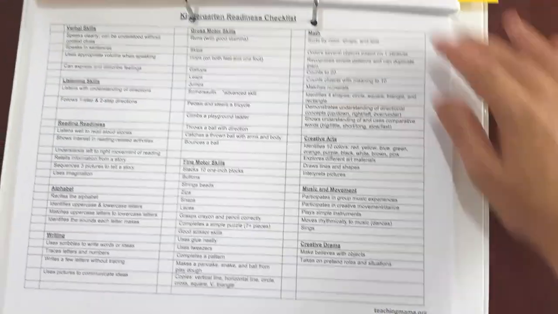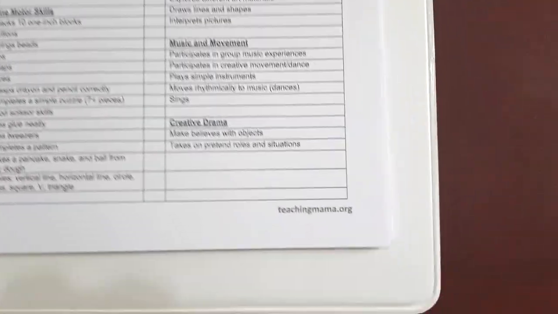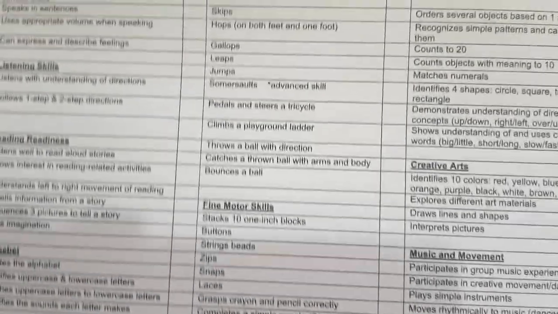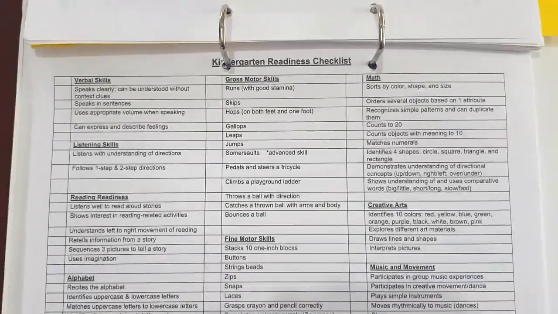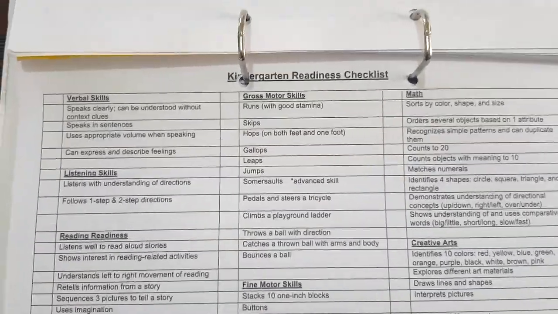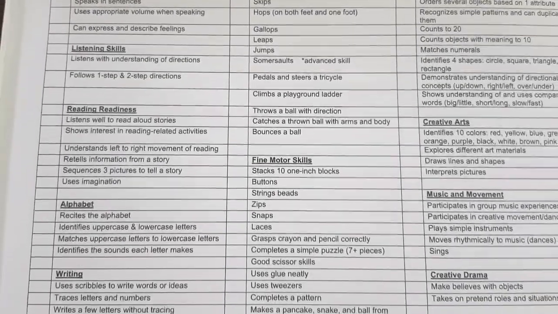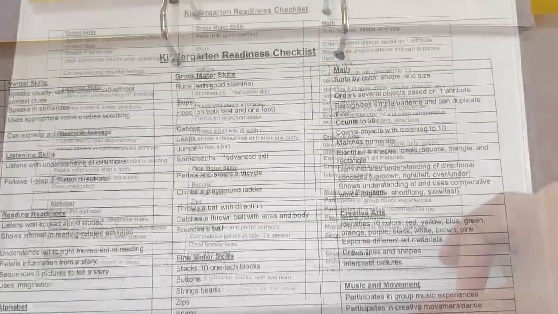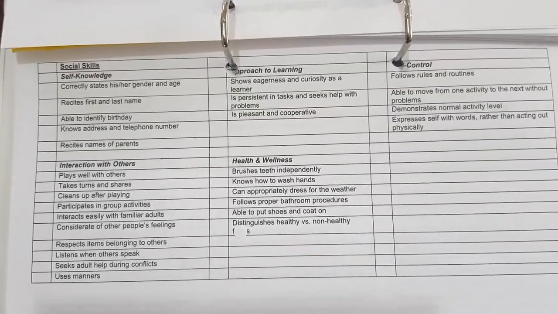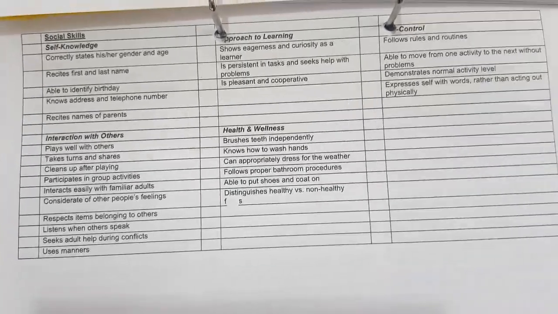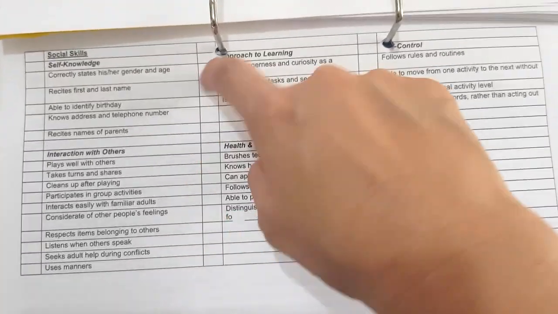Okay, yung next ay, this one ay yung checklist. Kindergarten readiness checklist. I got this naman from teachingmama.org. So, basically, ito ay checklist ng mga skills na necessary na matutunan ng isang preschooler. For example, yung verbal skills, listening skills, reading readiness, alphabet, writing. Basically, ito ay checklist siya. So, i-check mo lang kung correctly states his or her gender and age ay natutunan na ng anak mo or ng anak ko. So, I'm gonna check it out lang.